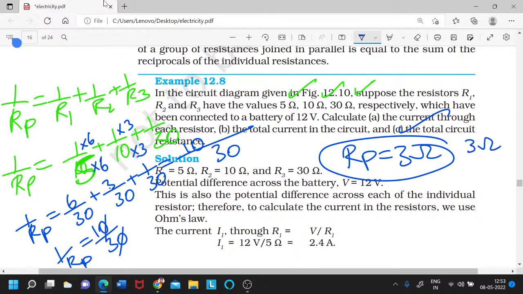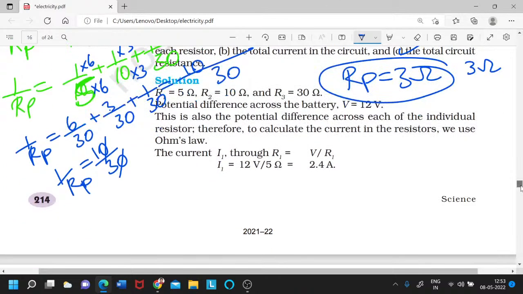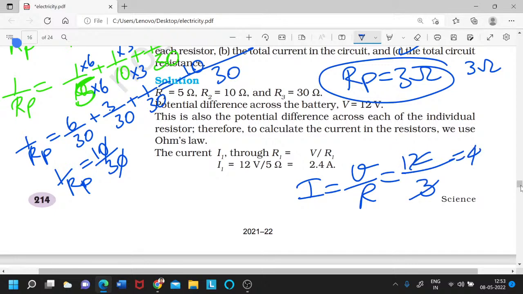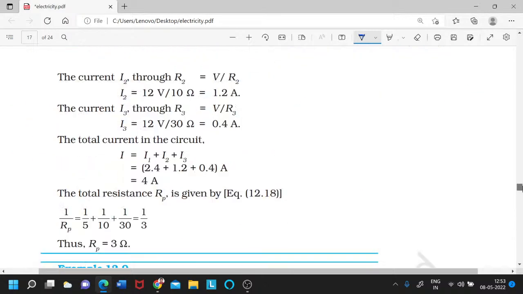Now we are going to find the total current. Total resistance we found, so easily we can find the total current. I is equal to V by R. V is how much? V is 12, R is 3. So 4 ampere total current. Okay, the next one, they asked the current on each resistance.